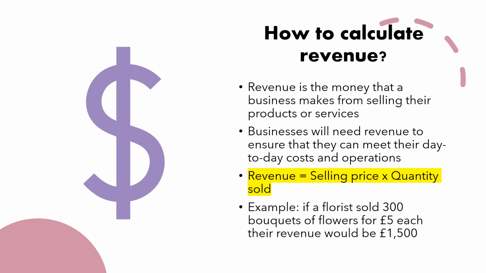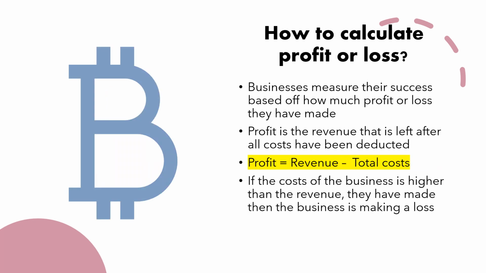How to calculate revenue. Revenue is the money that a business makes from selling their products or services. Businesses will need revenue to ensure that they can meet their day-to-day costs and operations. The formula for revenue is selling price times by quantity sold. So for example, if a florist sold 300 bouquets of flowers for £5 each, their revenue would be £1,500, which is 300 times by 5.